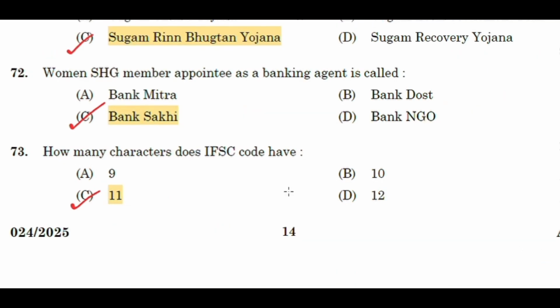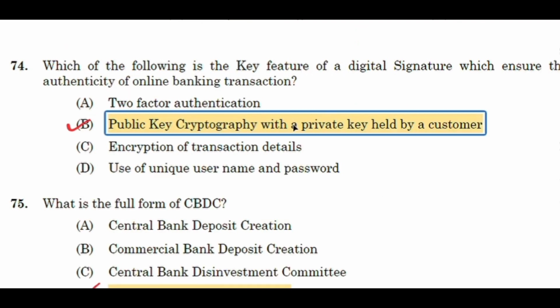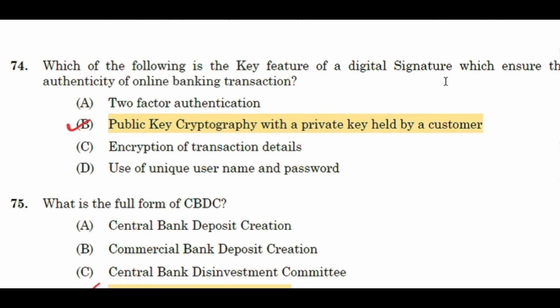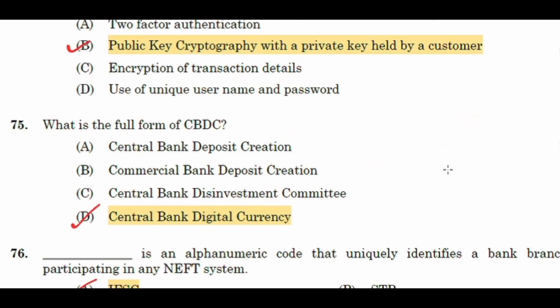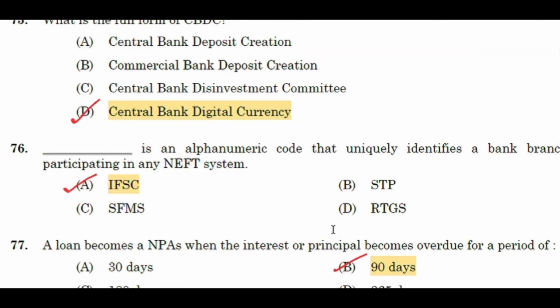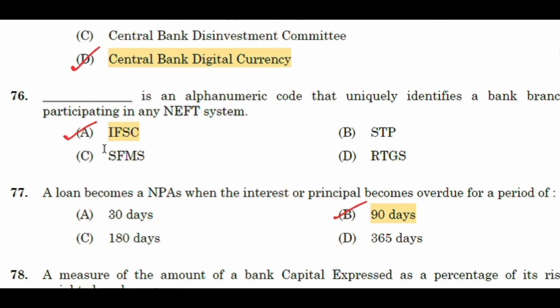How many characters does an IFSC code have? Answer is option C, 11. Which of the following is the key feature of a digital signature which ensures the authenticity of an online banking transaction? Answer is option B, public key cryptography with a private key held by the customer. What is the full form of CBDC? Answer is option D, Central Bank Digital Currency. Dash is an alphanumeric code that uniquely identifies a bank branch participating in the NEFT system. Answer is option A, IFSC.